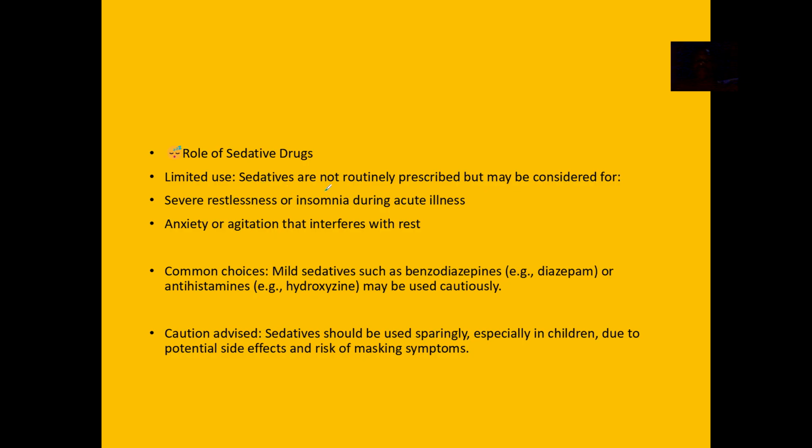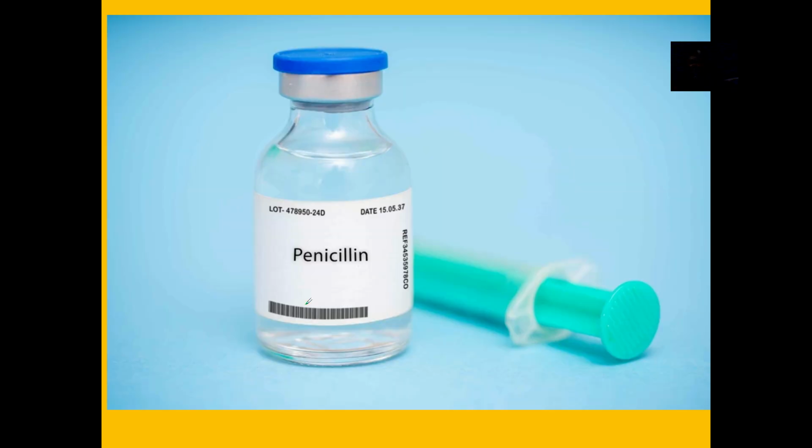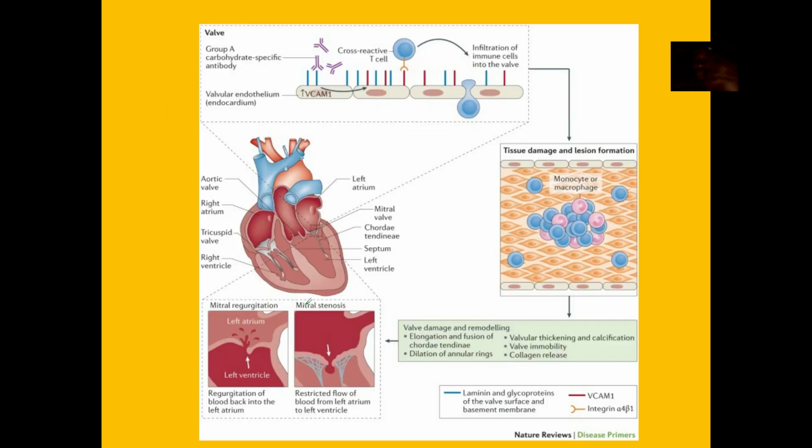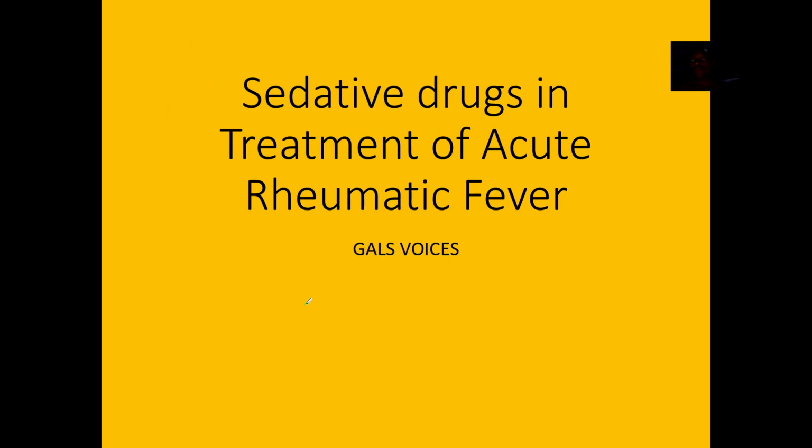Sedatives, you basically use it if the patient is restless or the patient is having difficulties in sleeping. Do you understand? The patient is anxious or agitated. So common drugs you use is drugs like diazepam and hydroxyzine. Okay, so that's what we have. Okay, so other ones: phenobarbital, diazepam, chlorpromazine, haloperidol. Okay, these are the drugs you use if you want to put a patient to sleep in acute rheumatic fever.